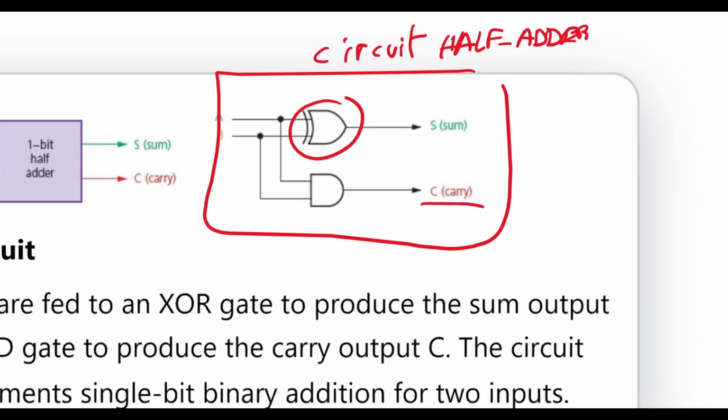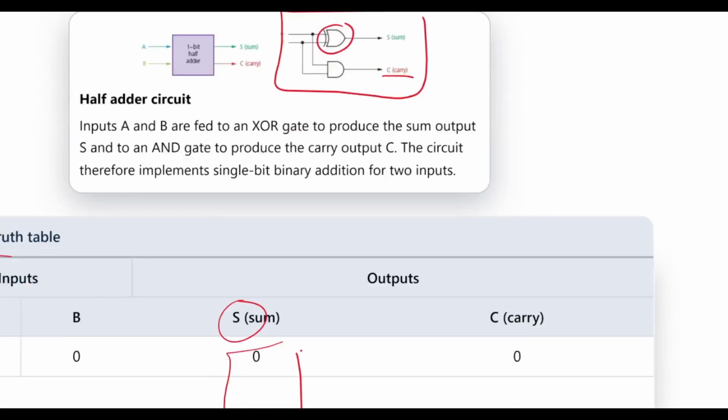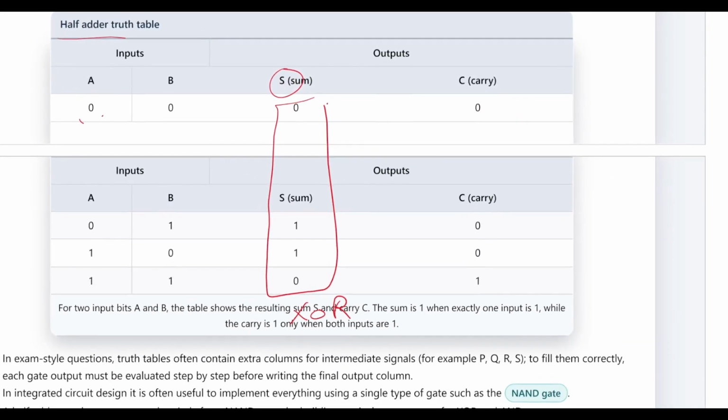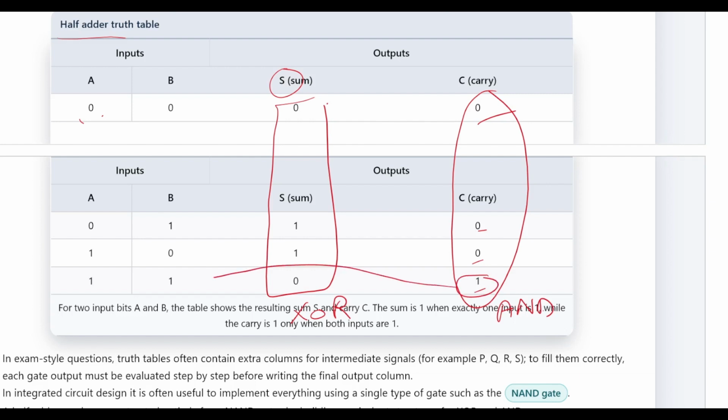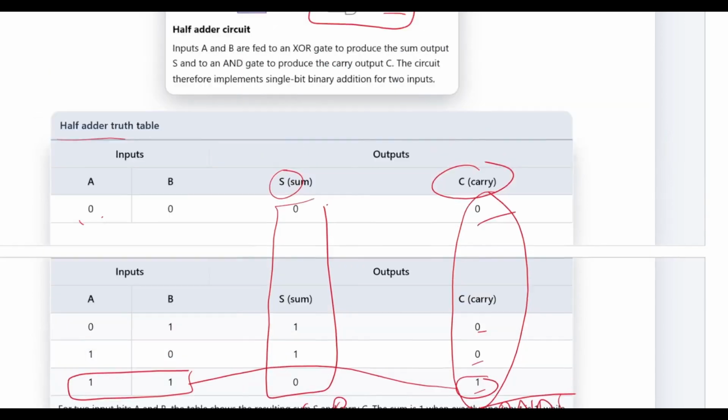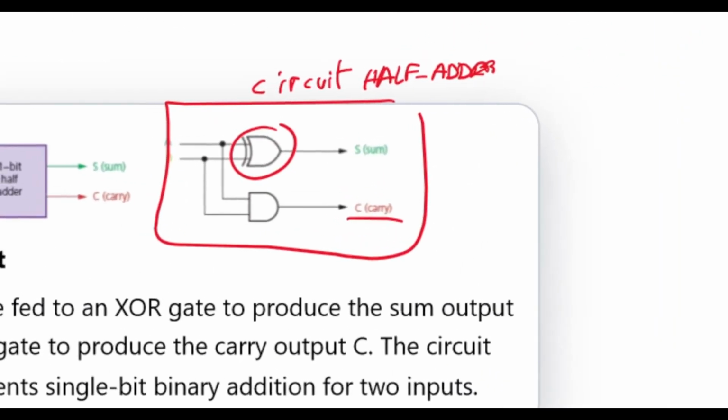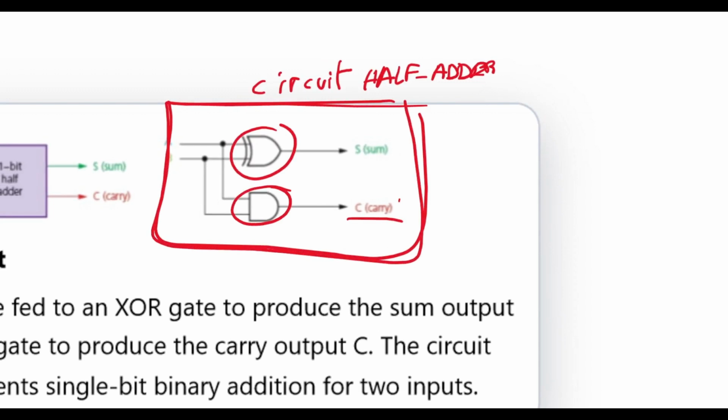And for the carry, we can use the AND gate because the pattern is AND: 0, 0, 0, 1. It is 1 only when both are 1, so we can use the AND gate to design the outputs. That is why we put the AND gate here, to get the carry. With these two components, we can create a half adder.